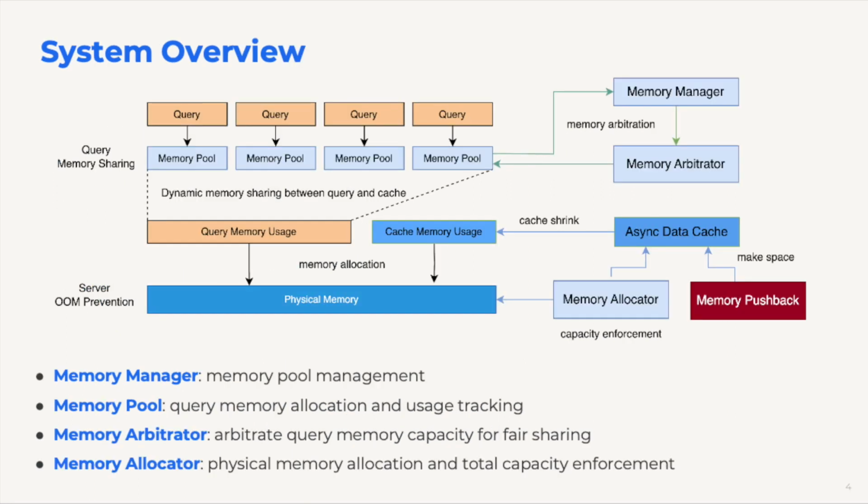Next I'll talk about the overall structure of the Velox memory system. When the Velox runtime starts, it creates a memory manager, and the memory manager is responsible for initializing the entire Velox memory system. It creates the memory arbitrator and the memory allocator. The memory arbitrator is responsible for managing and allocating the query pool memory capacity, and the memory allocator provides physical memory allocation for the query execution.